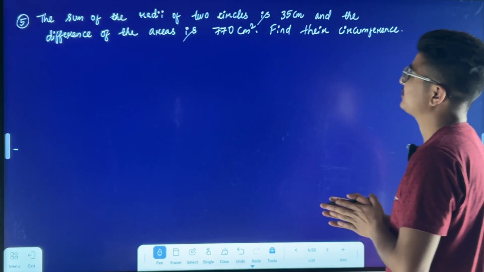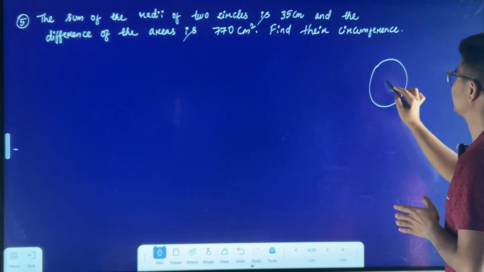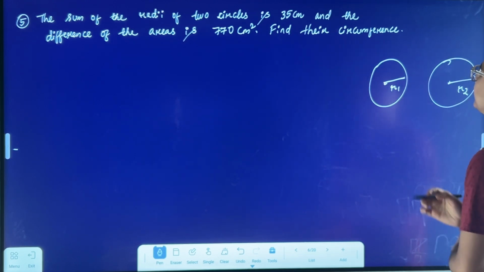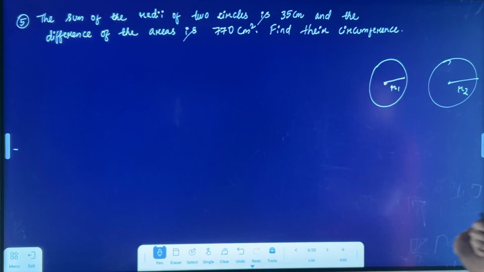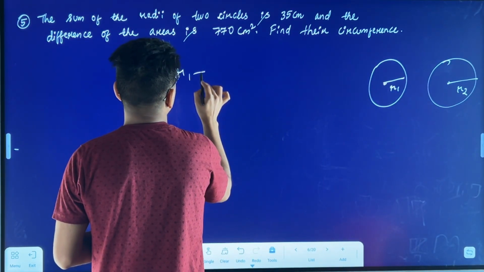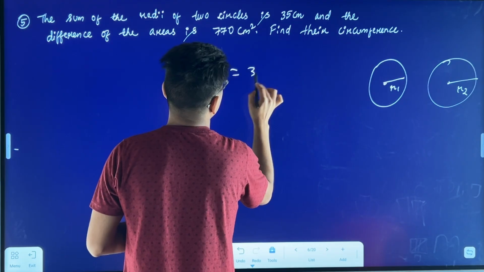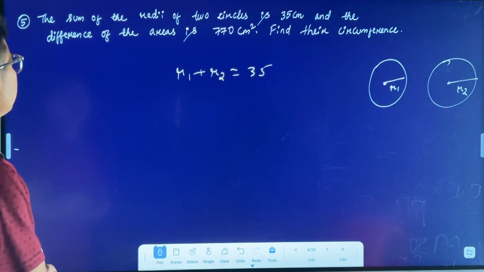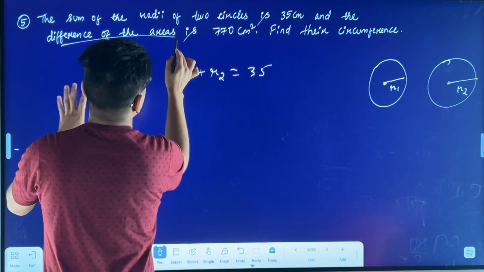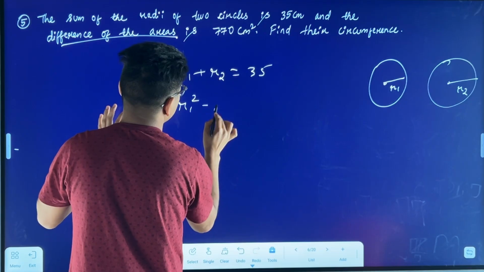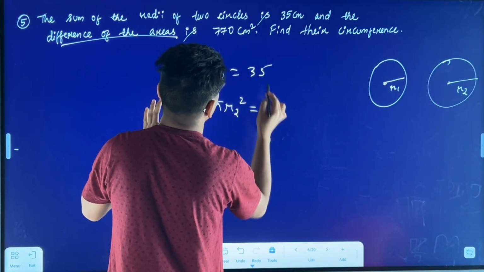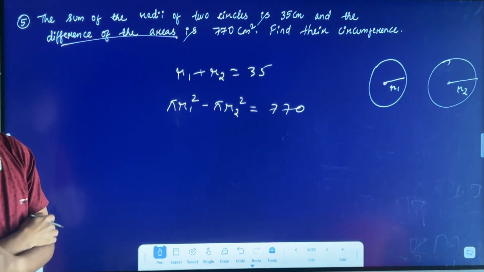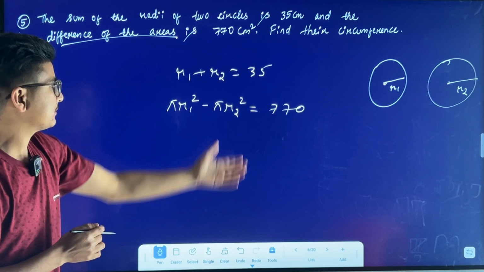Sum of the radii of two circles. We have two circles. This circle has radius r1, let's say. This is a circle with radius r2. Okay, the sum of the radii of two circles. Sum means plus. r1 plus r2 is how much? 35 centimeter. And the difference means subtraction. If you subtract their areas, pi r1 square minus pi r2 square, how much will you get? 770. Difference of the areas of the two circles is 770.